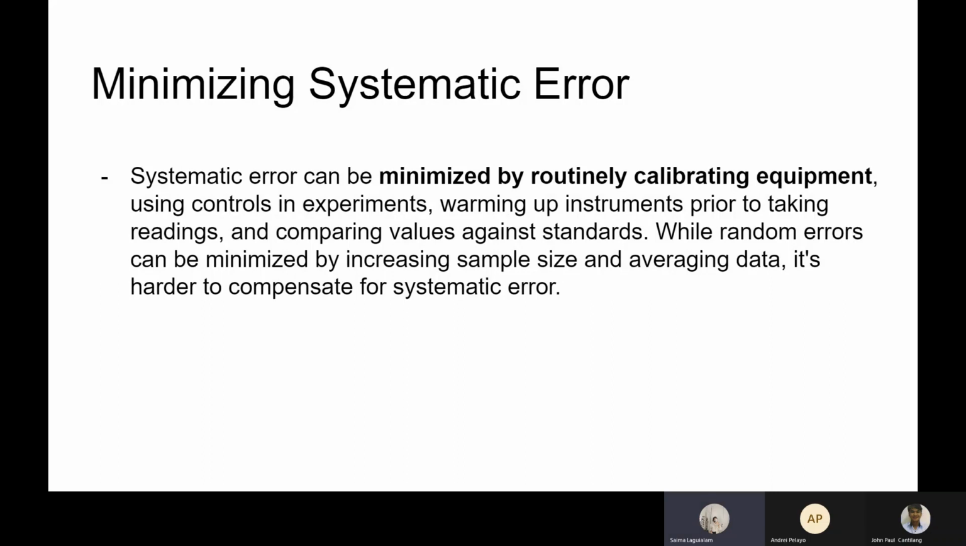How can we minimize systematic error? Systematic error can be minimized by routinely calibrating equipment, using controls in experiment, warming up instruments prior to taking readings, and comparing values against standards. While random errors can be minimized by increasing sample size and averaging data, it's harder to compensate for systematic error.